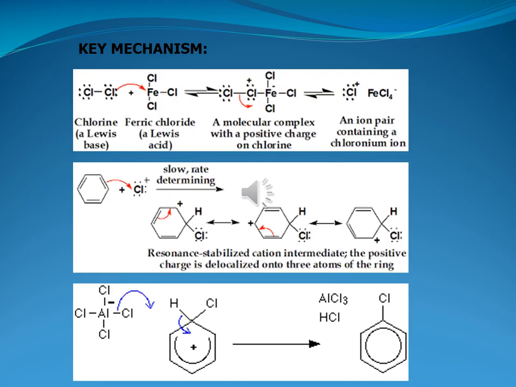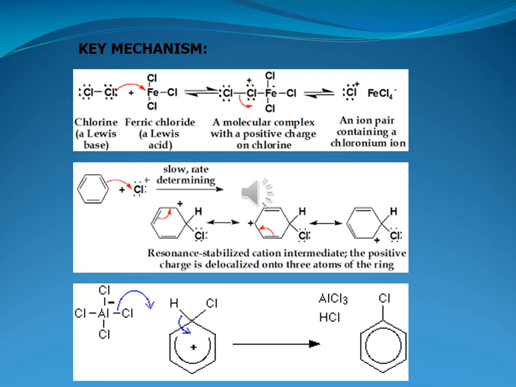In the second step, the pi electrons of the benzene molecule attack the chlorine, which is a strong electrophile. This is a slow step and is also known as the rate determining step. Here, there is a stabilized cation intermediate. The positive charge is delocalized onto three atoms of the ring, which is generally known as the sigma complex, and it stabilizes itself through the resonance phenomenon.